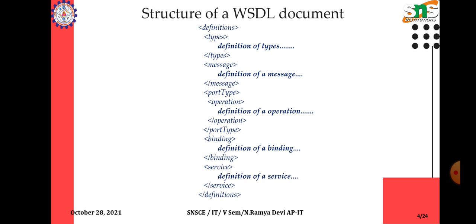So, WSDL is a foundational technology in web services. It acts as a contract that describes how to interact with the web service, specifying everything from the operations offered to the data formats used.